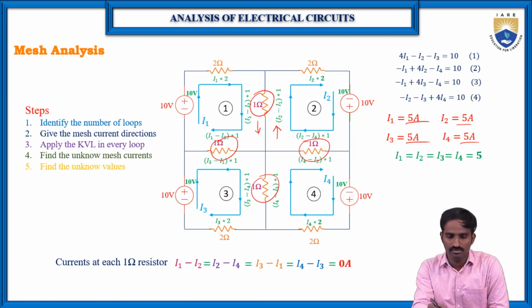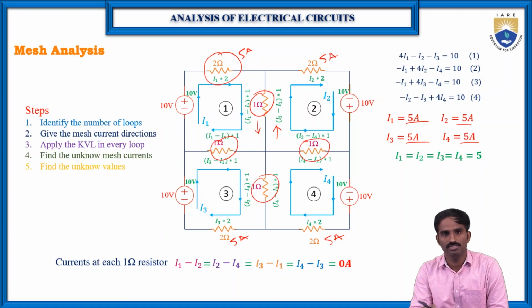Or, what is the current flowing through this 2 ohm resistor? I1. So I1 is 5 amperes. So here it is 5 amperes, and again here it is 5 amperes, here also 5 amperes and here also 5 amperes. Like this you can find the current flowing through any resistor after finding the loop currents. So this is how we can use mesh analysis to find the unknown voltage or unknown current at any particular resistor.